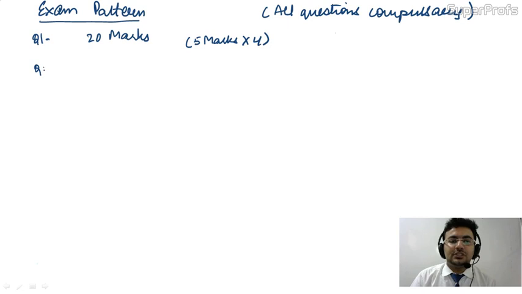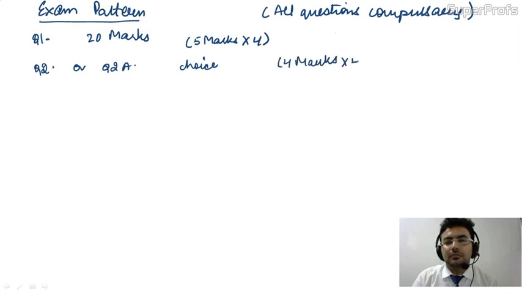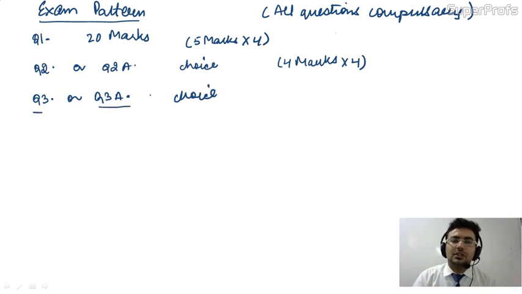After that, question number 2. Either you can attempt question number 2 or you can attempt question number 2A. Okay, there's basically a choice between both of them. This will be for 4 marks into 4. The same is going to be with question number 3 or question number 3A. There will be a choice. Either you can go for question number 3 or question number 3A. So the same funda is going to be there. This is 4 marks into 4.